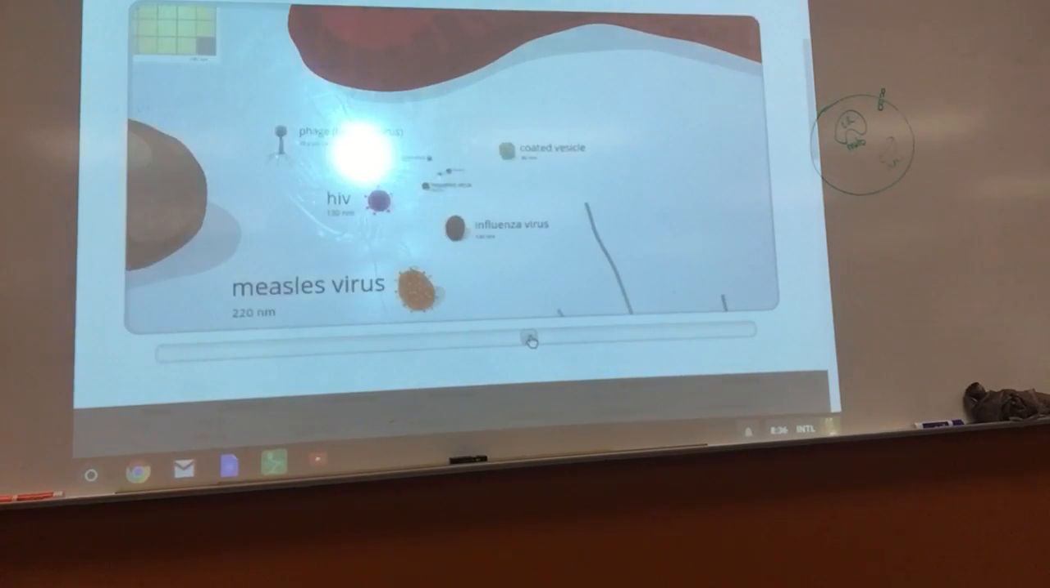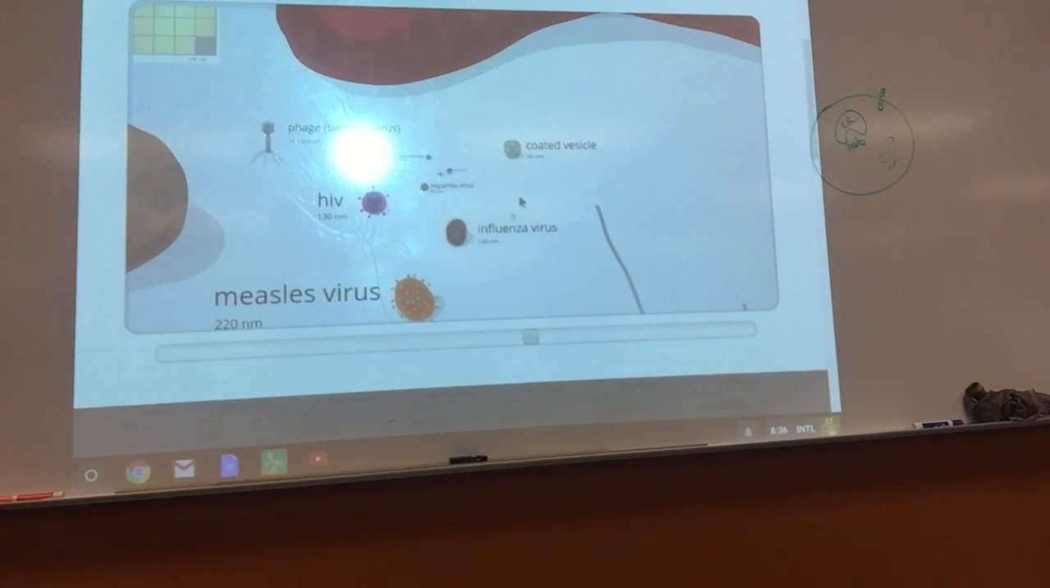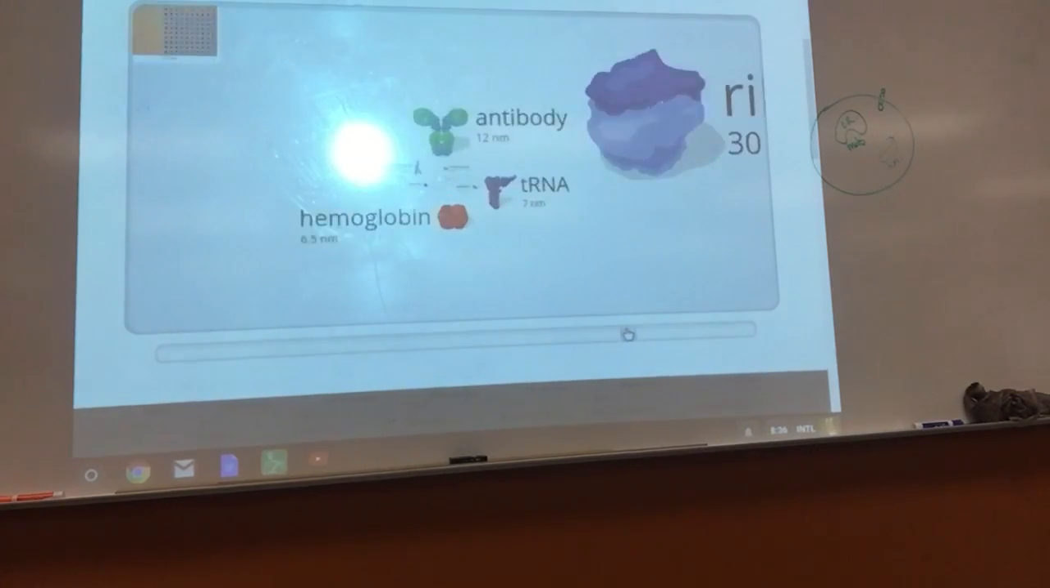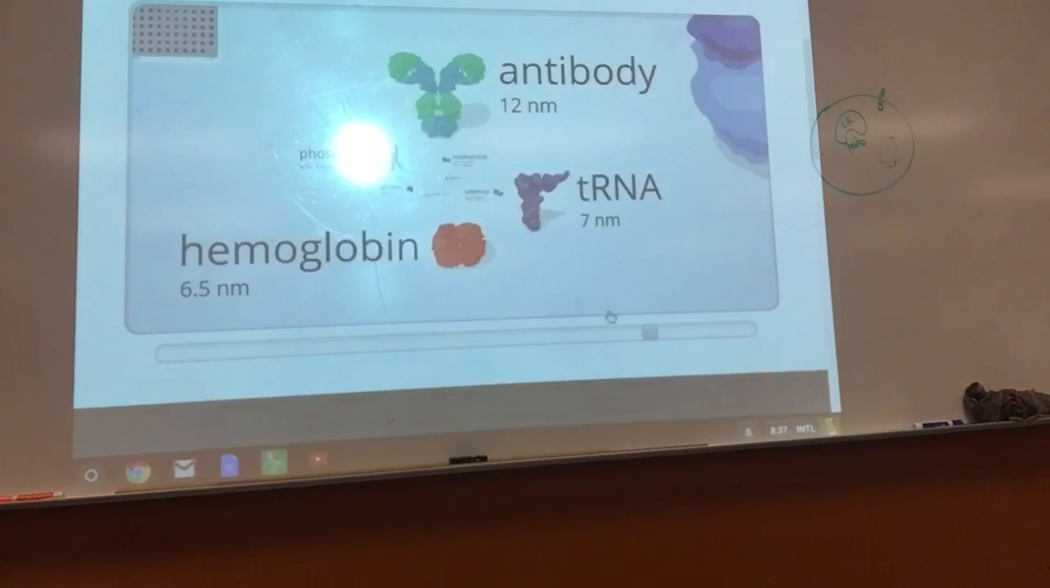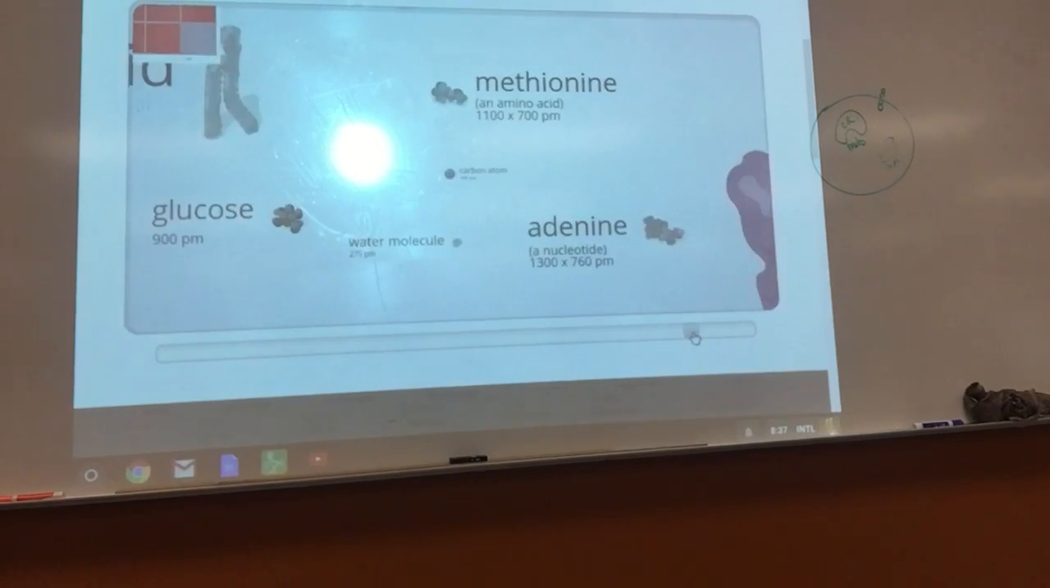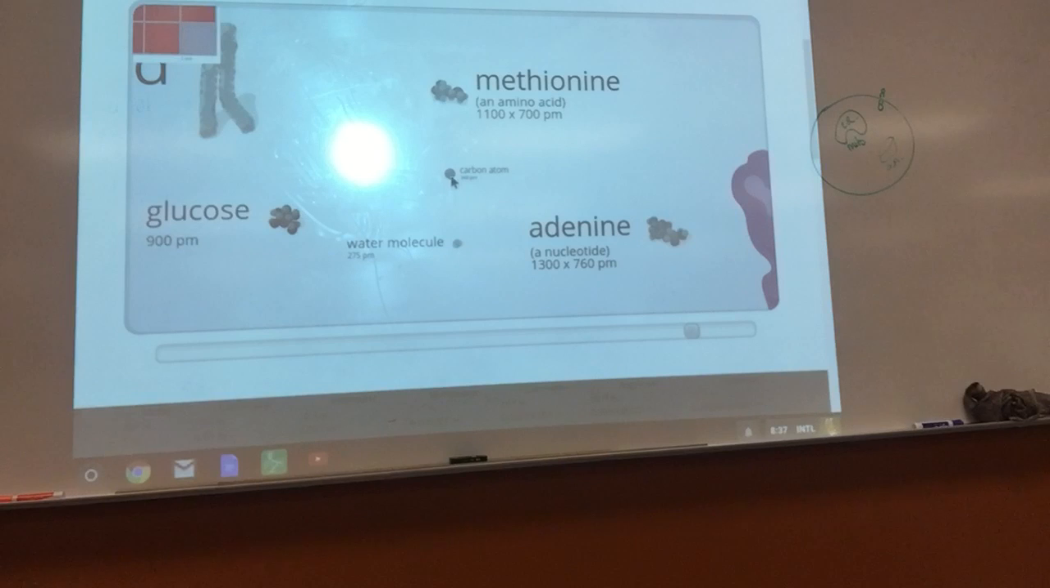Then we look at viruses. Viruses are smaller yet. So here are some different types of viruses. And then we start to get into molecules. So here's a ribosome, here's hemoglobin, much smaller, tRNA, antibodies, part of your immune system. And then here are some of the ones that we talked about: phospholipids, glucose, adenine. What is adenine? It's one of the bases in nucleic acids. That's the A in nucleic acids. Methionine is an amino acid, so we have smaller molecules. And then lastly, we see the water molecule, and lastly, a carbon atom.